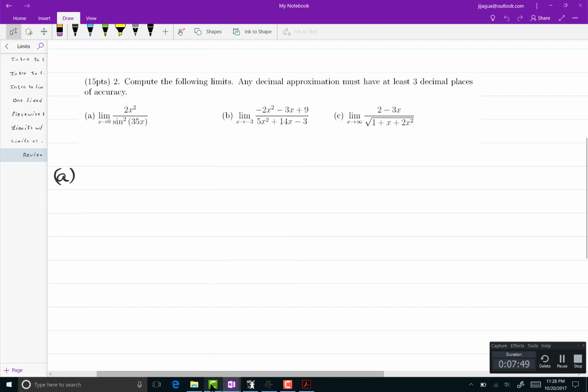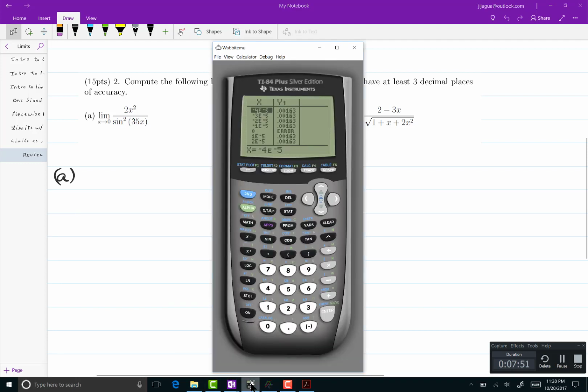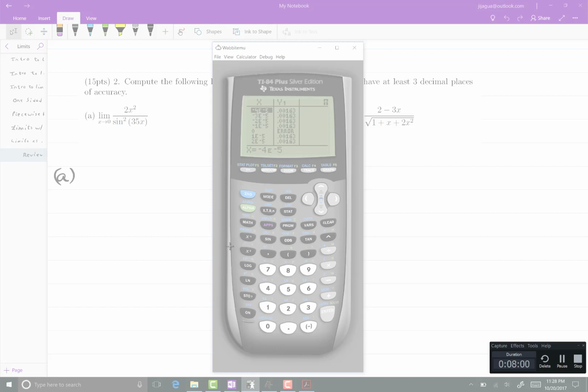So 0.0016 rounds to 0.002. Let's grab that picture. That's my evidence.